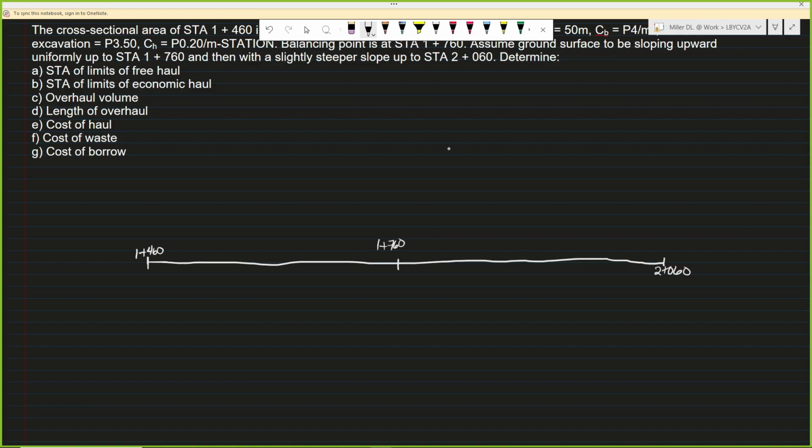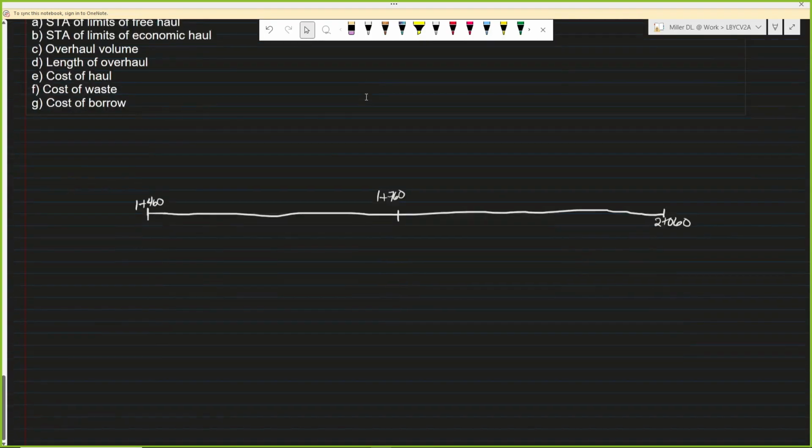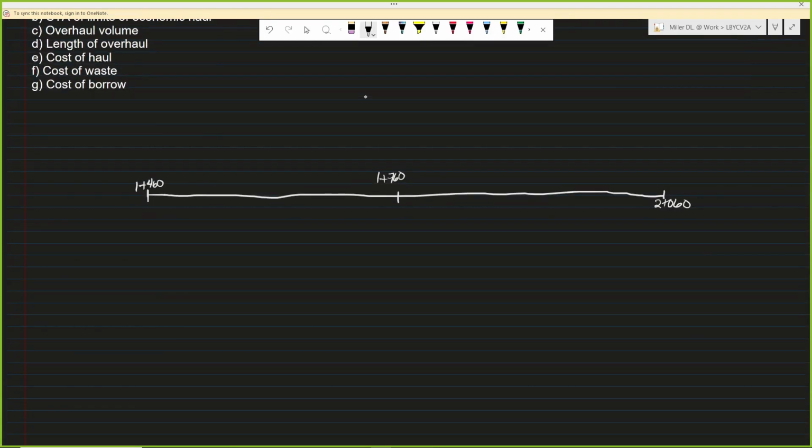300. So, same lang, no? Ibig sabihin, yung station 1760 at the center point. So, with this, ang next statement dito is that the cross-sectional area of station 1460 is 40 meters squared fill. Okay, yung area at this portion, kasi ang tinitingnan natin ngayon is yung cross-section.